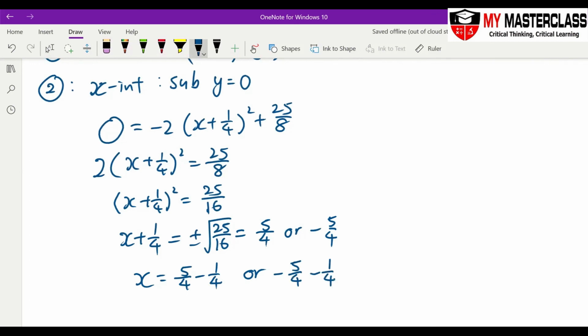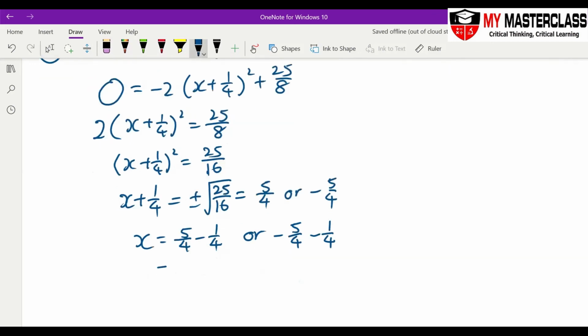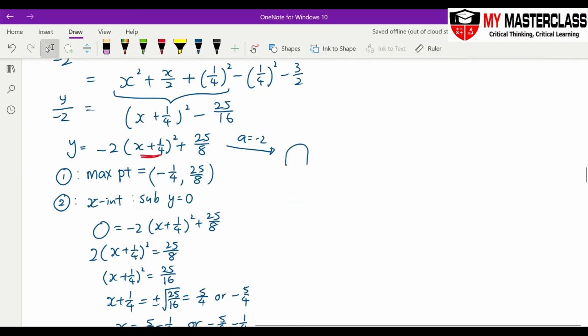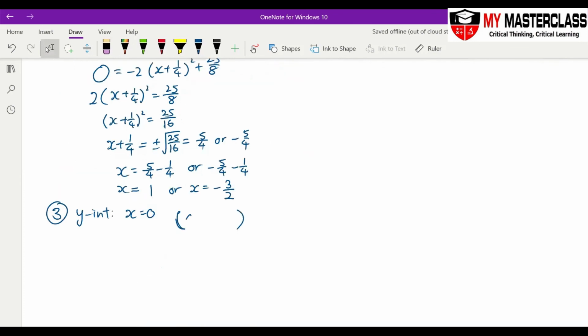Bring the 1/4 over. Okay, so x equals 1 or x equals negative 5 minus 1, which is negative 3 over 2. Okay, after you find the maximum point and the x-intercept, the third one is the y-intercept. That means x equals 0, right? So what is your y-intercept? I look at my original equation. My original equation has positive 3. So this is (0, 3).